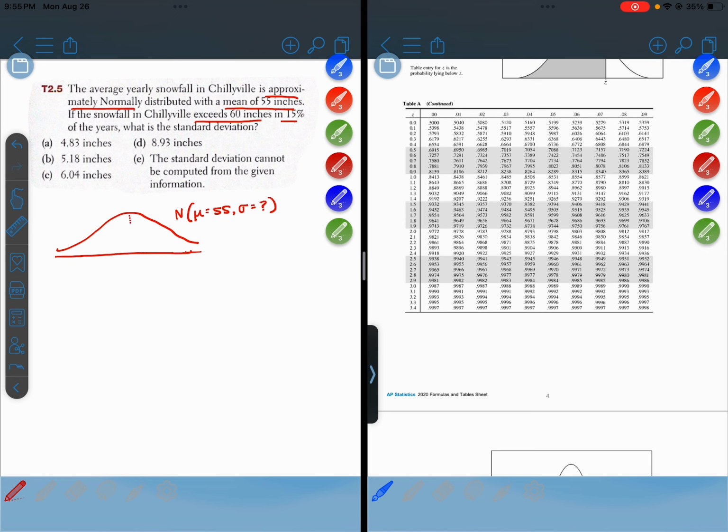Well, we can at least label the mean, 55. Now we do have another clue, which is the boundary value. So 60 is the boundary value, and 15% of the time that will be exceeded. That means 60 is going to be somewhere to the right, and the area beyond 60, because it says exceeded, is going to be 15%. Let's write it as 0.15. We'll write it as a proportion.